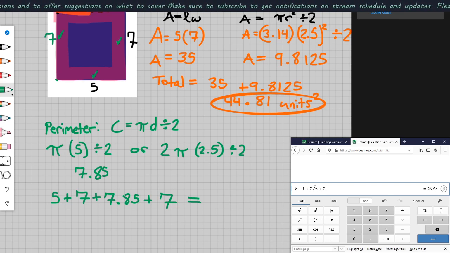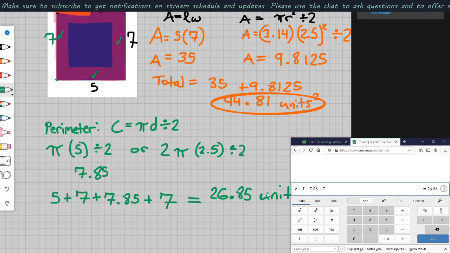So 26.85 is our final answer, and it's already to the nearest hundredth, so I don't have to worry about rounding. And that's just going to be units. We don't have to worry about square units because again, we didn't multiply units times units. We just added them all together.